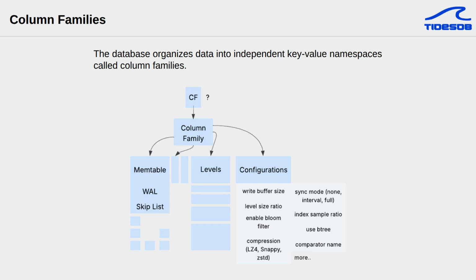You can see in this diagram here that the mem table is comprised of the write-ahead log and the skip list. So when writes come into the database into a specific column family, they're appended to the write-ahead log first, and then into the in-memory skip list, right? Okay. And you can see the disk levels.